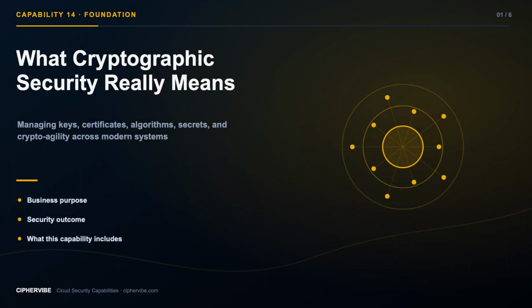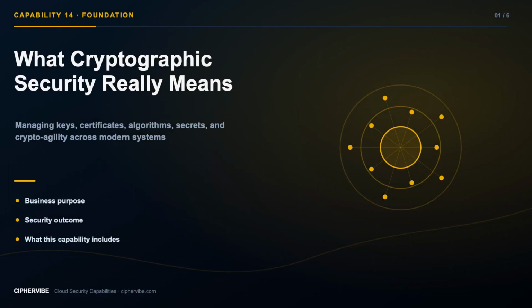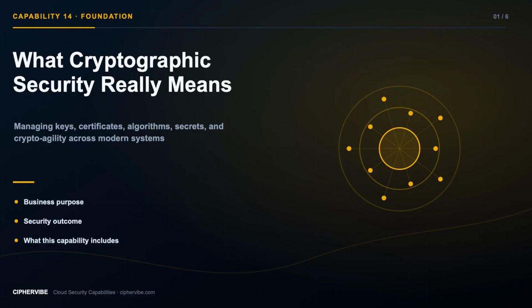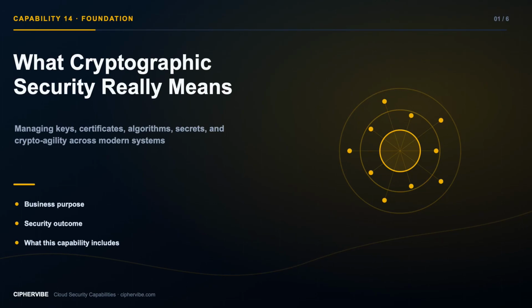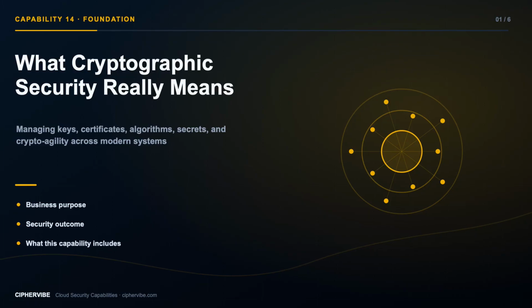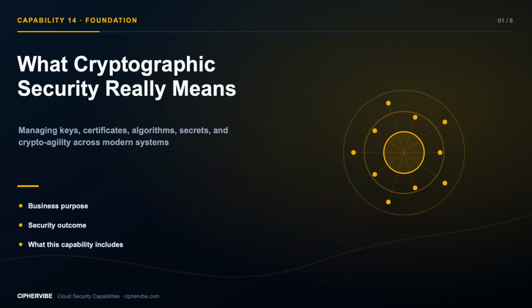Welcome to part 14 of the CipherVibe Cloud Security Capabilities series. This episode explains cryptographic security, why it matters, how the capability works, which mistakes weaken it, and how to build it in a measurable way.